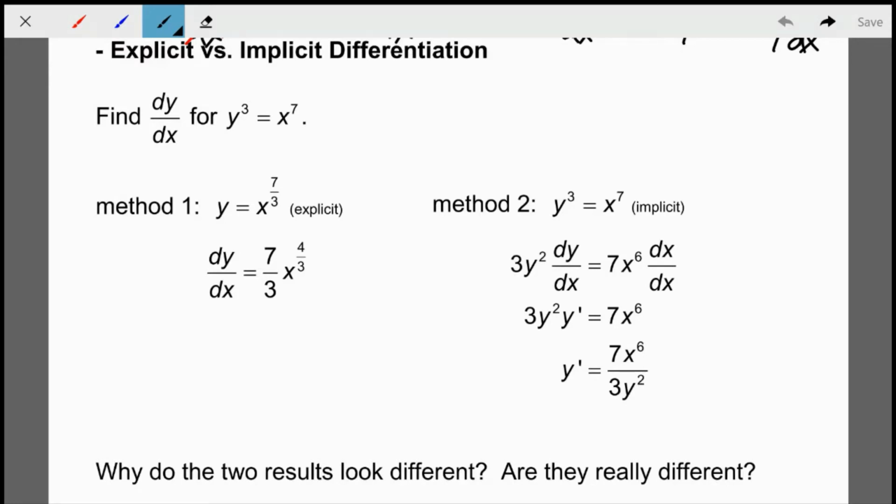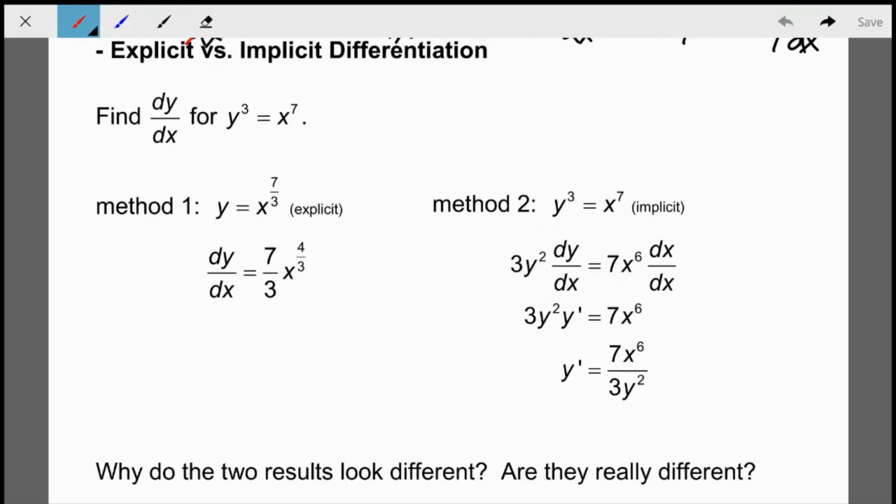The other method, though, which really we wouldn't use here, but I want you to see it, is just take the derivative of the equation in the form that it's in. So I'm going to take the derivative on the left side. That's where this 3y squared dy/dx comes from. And then the derivative on the right side is essentially just 7x to the 6th.